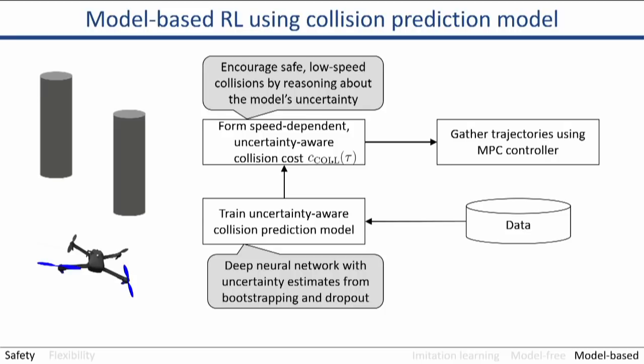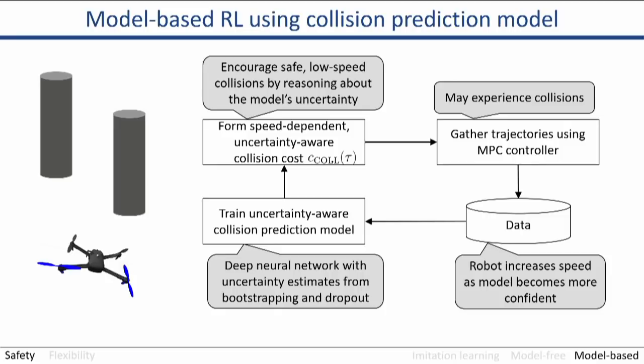Now the next step we're going to do is with this cost function and this model, we're going to gather trajectories using an MPC controller. This is exactly what you guys did in homework 4. And you might experience collisions, like I said, but the idea is that you would hopefully experience these collisions at lower speed. You would learn what in the environment caused this, and you become more and more confident. You'd be able to fly at higher and higher speed and kind of get better as this loop continues.